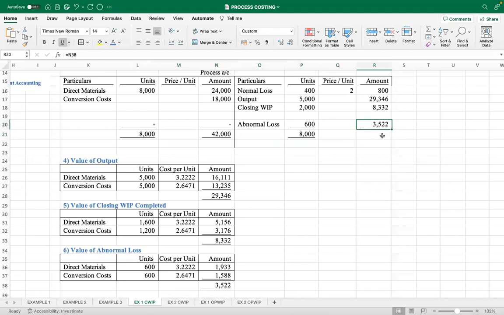So what do we do in this case? We get the totals. What is our total? Has it balanced? Yes, 42,000. So in our process account, remember what we have said.